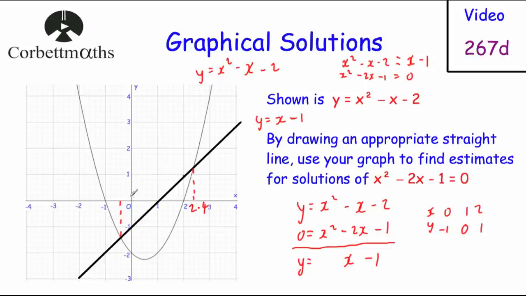And this point here would be, well, let's go down in point 2. So minus 0.2, minus 0.4. So our two solutions would be x equals minus 0.4 or x equals 2.4. And that's it. If you do want to watch another video on that topic, video 267D on Corbettmaths, we'll go through this in a bit more detail.